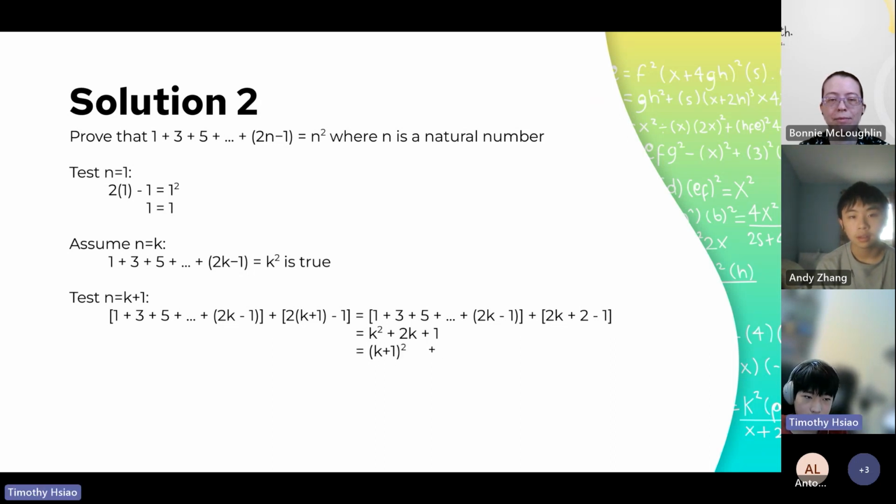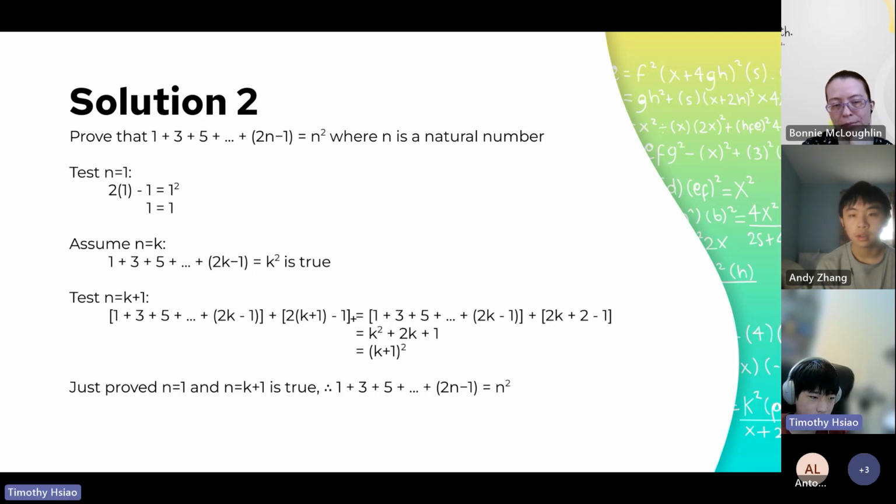And you can refactor it to be (k + 1) squared. And this will work because basically if n equals k + 1, then this (k + 1) squared is your answer.